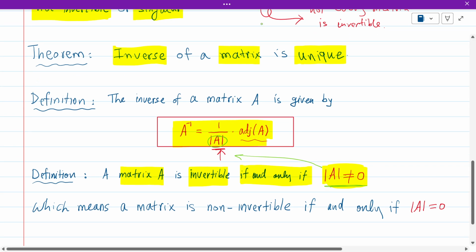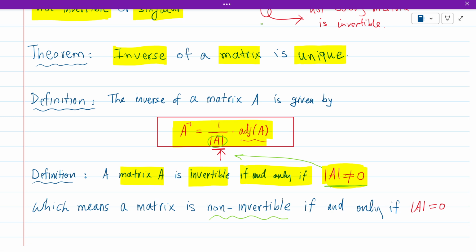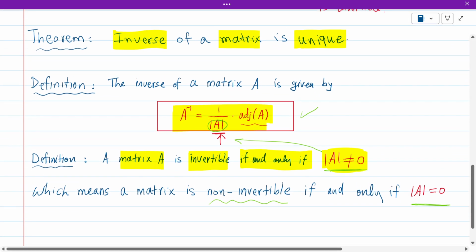In other words, we can say a matrix is not invertible if and only if the determinant is 0. If you have a matrix, you find the determinant, and it is 0, then don't go any further. Just say that the matrix is not invertible. The reason is that in the inverse formula you'll have 0 in the denominator, and that's undefined. In the next lecture, we will learn how to find the inverse of a 2 by 2 matrix.